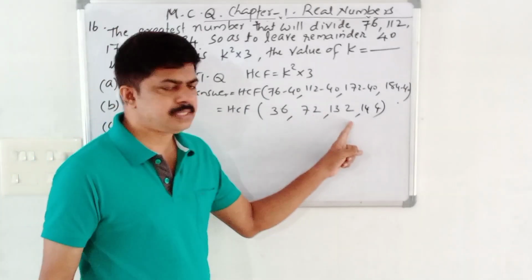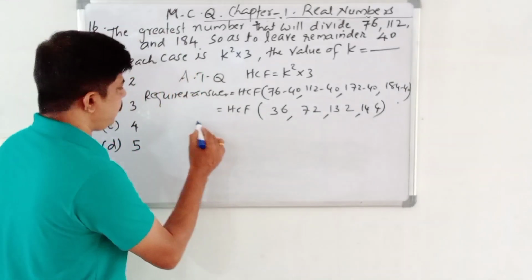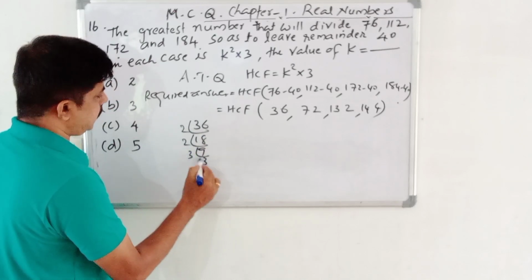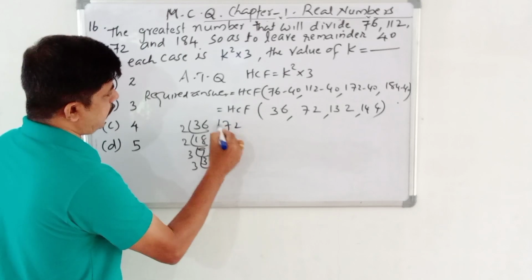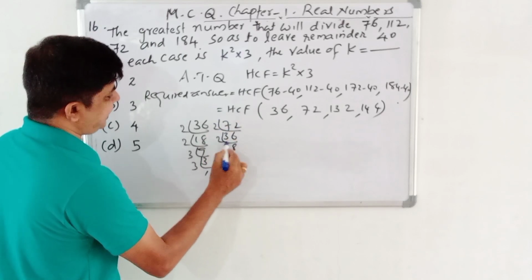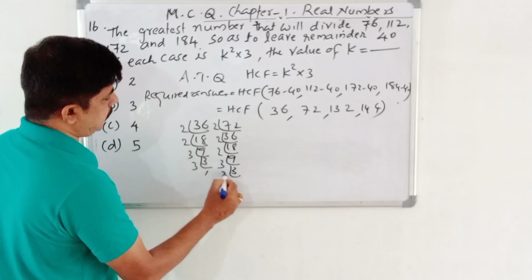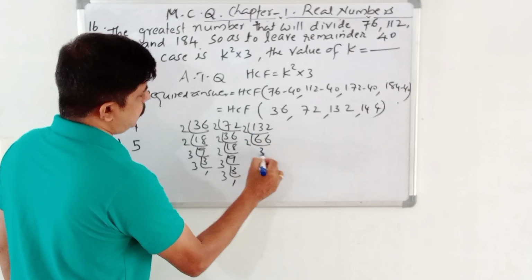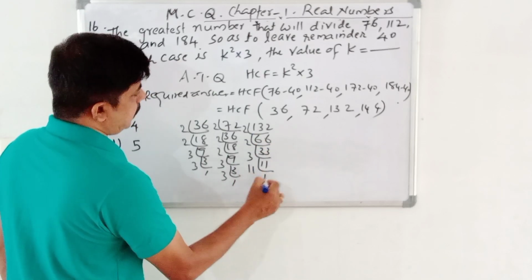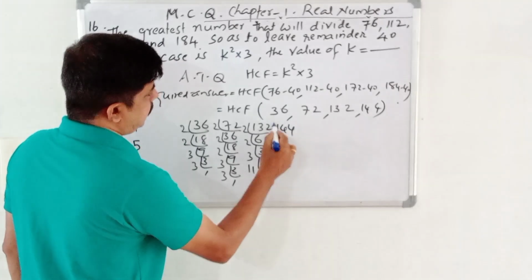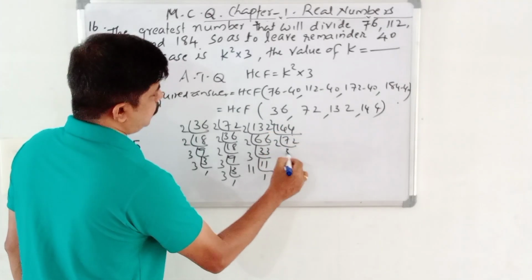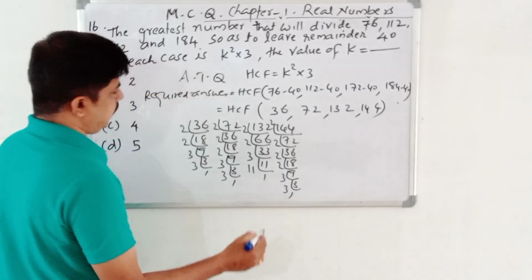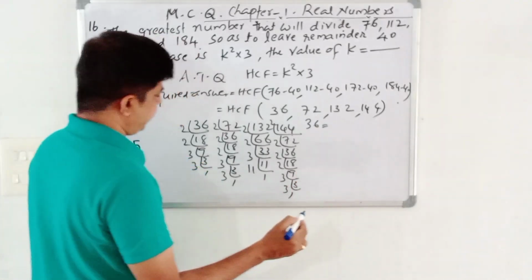We have to write each number in exponential form. For 36 we have 2, 18, 2, 9, 3, 3. Second one, 72: 2, 36, 2, 18, 2, 9, 3, 3. 132: 2, 66, 2, 33, 3, 11, 11, 1. 144: 2, 72, 2, 36, 2, 18, 2, 9, 3. Each number we have expressed in exponential form.